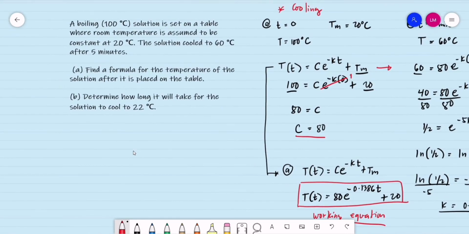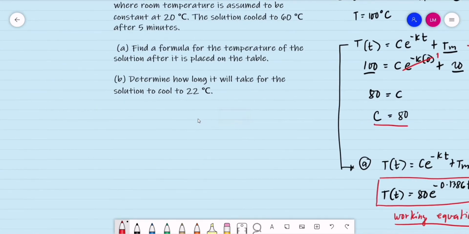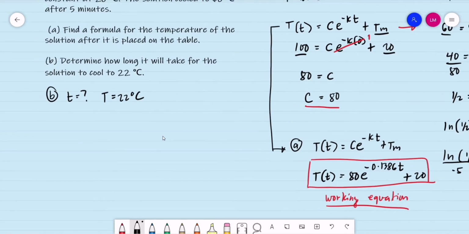So what about letter B? Determine how long it will take for the solution to cool to 22 degrees Celsius. So we are looking for the time. This is for letter B. We're looking for the time if the temperature is now equal to 22 degrees Celsius. So what is our working equation?